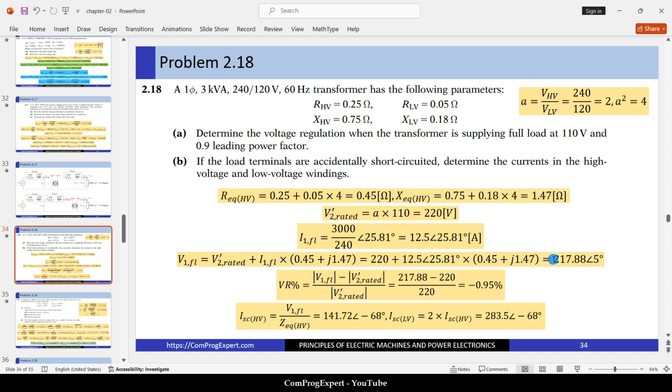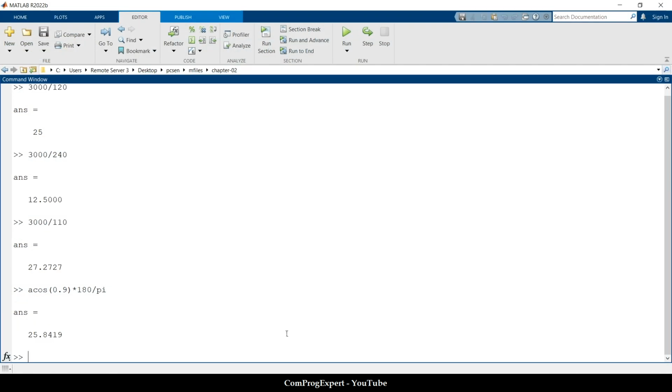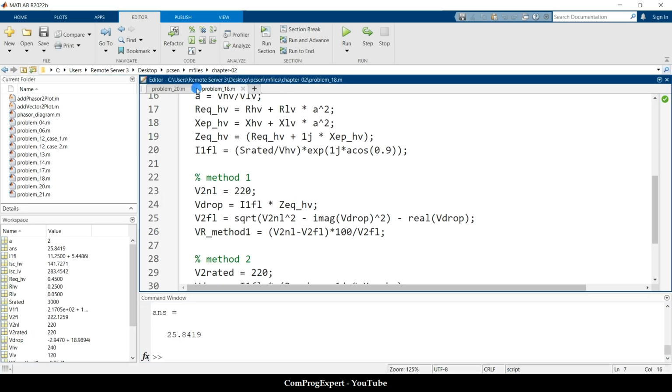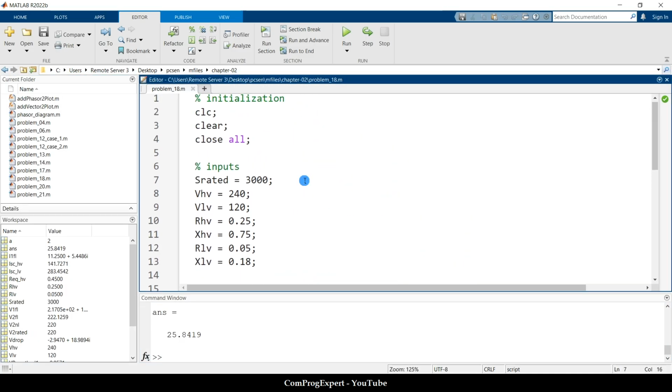This is the amplitude of the V1 for the full load, and we can calculate the voltage regulation in percentage using this equation, that is equal to minus 0.95%.